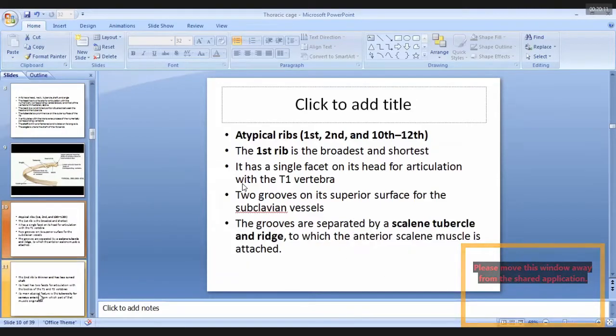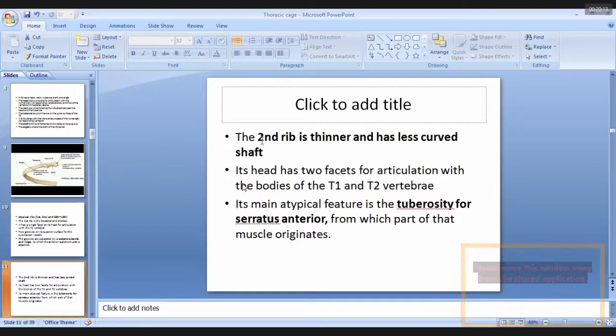Now the different features of the second rib, why it is known as an atypical rib, because it is much thinner and has a less curved shaft as compared to the typical ribs. It contains two facets for the articulation, so there is no difference between the head or the facets of the second rib and the facets of the typical rib. So the first feature, why it is different, is that it is thinner and the shaft has less curve as compared to the typical ribs.